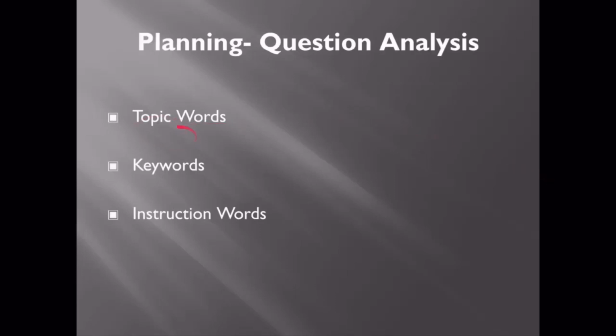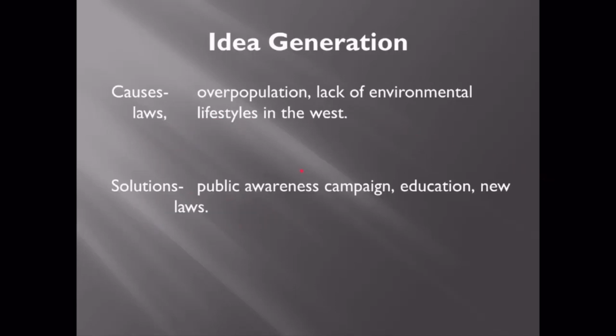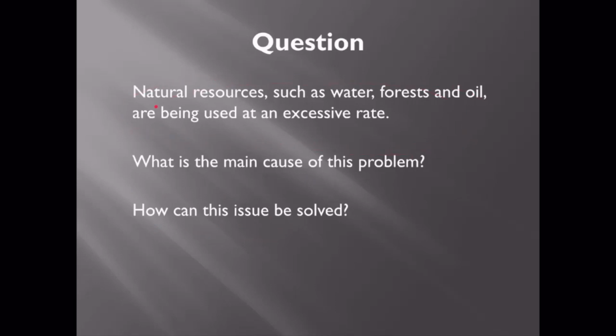So the first thing we need to do is look at the topic, the keywords, and very importantly, the instruction words. So the general topic, the overall topic is the environment, but we're not going to write everything we know about the environment. We're going to focus on natural resources and them being used, not just being used in general, but being used at an excessive rate. They're being used at an unsustainable rate.